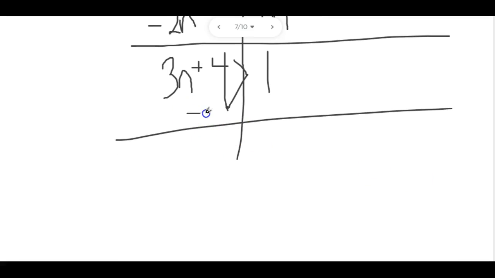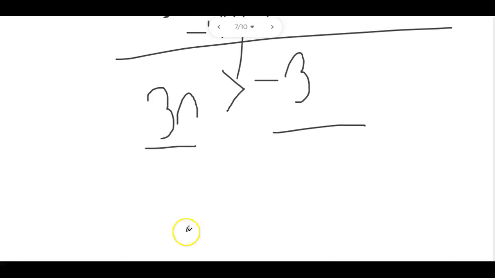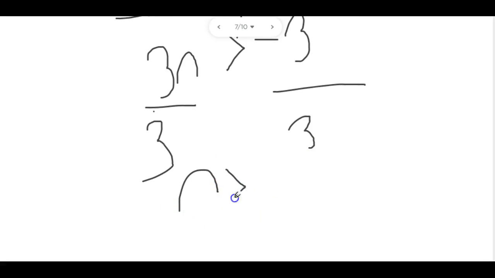We're going to use additive inverse and subtract 4 from both sides. And then you have a positive 1 minus 4, or positive 1 plus a negative 4 in any way. We're going to be taking the difference of that. That's going to be a negative 3. And you end up with 3n is greater than a negative 3. And this is what I was talking about. You're going to divide both sides by 3. And you're left with n is greater than a negative 1.